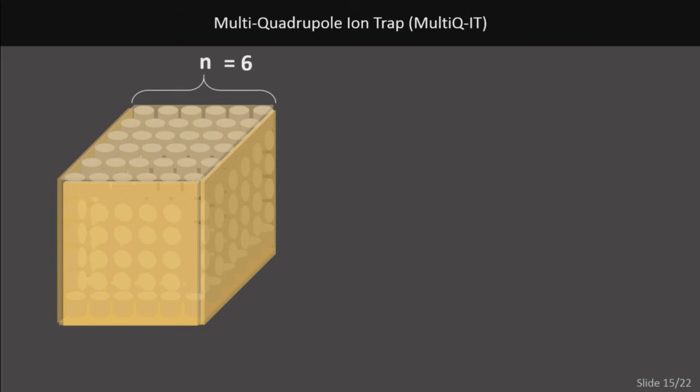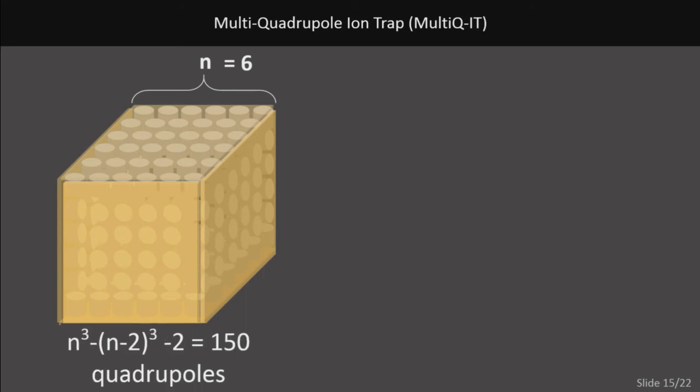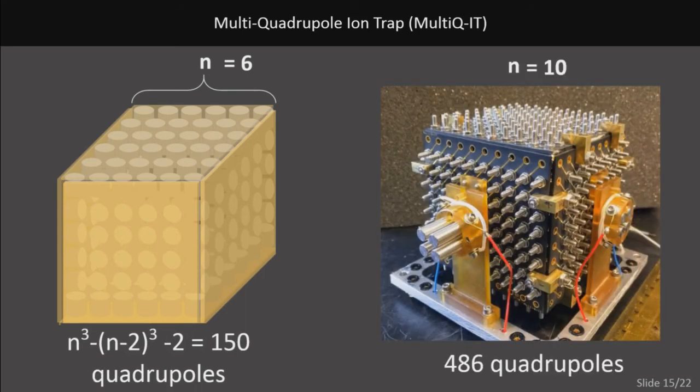It is convenient to think about the structure in terms of the number of electrodes we used along a single dimension. For example, here there is n equals 6 along a single dimension, and one can show that we need only 152 electrodes to finish the structure, and that will produce 150 quadrupoles. For the latest version of the MultiQ-IT trap that I used for the experiments, n equals 10, and that creates 486 quadrupoles. The multiplicity of quadrupoles is a very important parameter, because it creates a multitude of ion inputs and outputs to exit and enter the device.